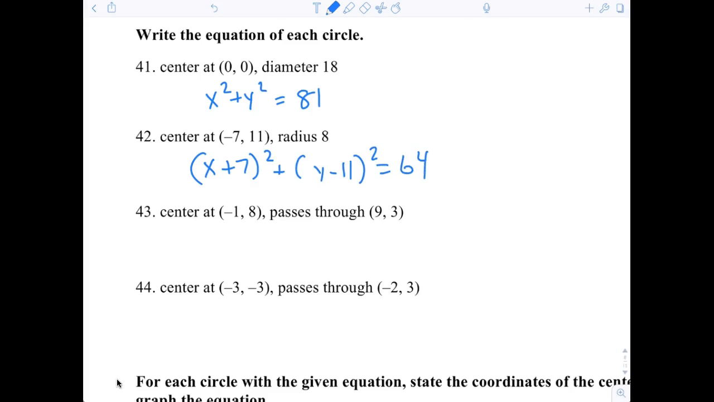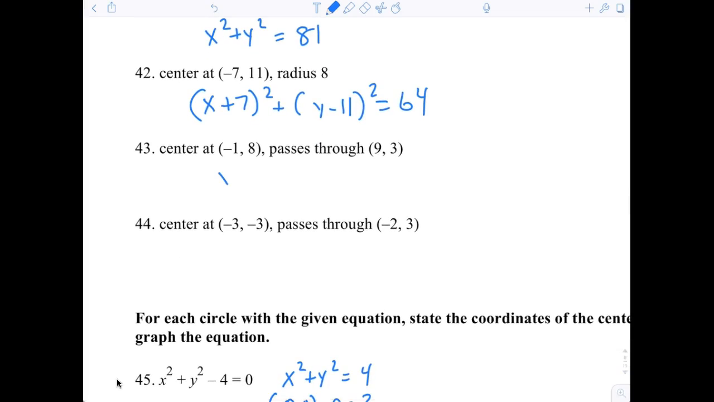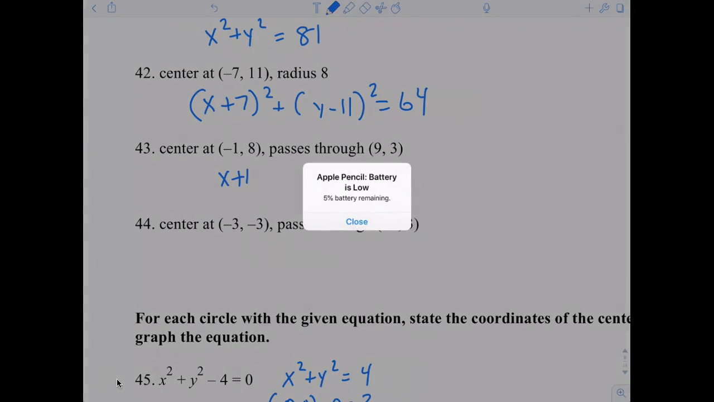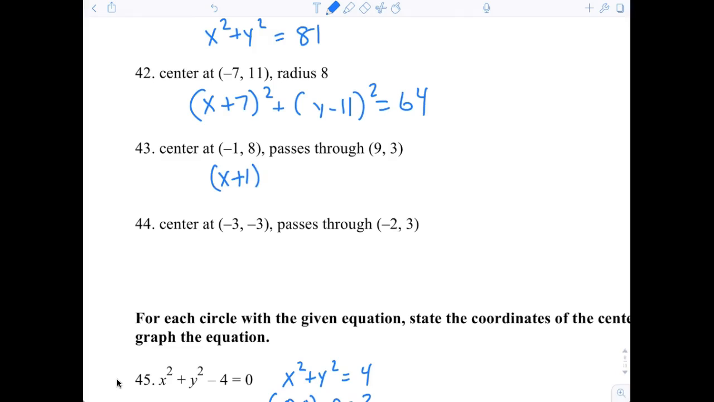Perfect. All right, now the next one's kind of important. So the center is -1/8, so that becomes that's what you have right there. So double check that, make sure you're good with that so far, right? You with me back there?